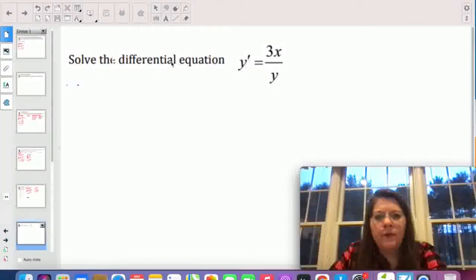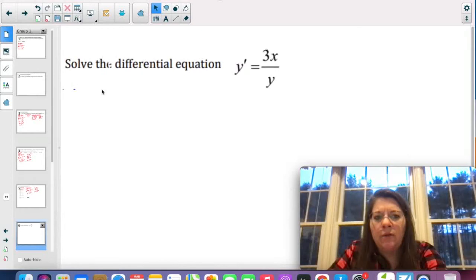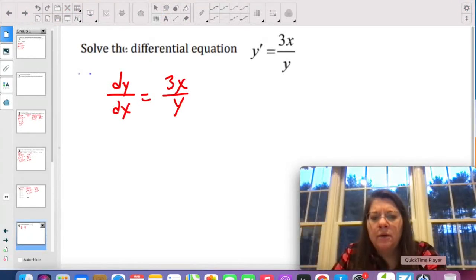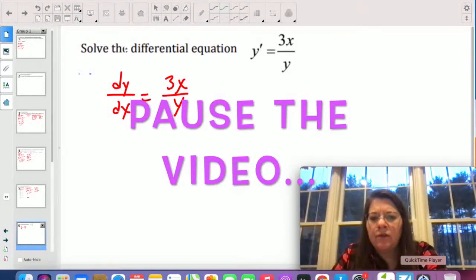This one says solve the differential equation y prime equals 3x over y. This one is very similar to one we did earlier. With this, the real thing you need to understand is dy over dx is the same thing as y prime. So we replace that, dy over dx. Go ahead and pause the video, see if you can do this, and then I'll give you the answer in just a minute.